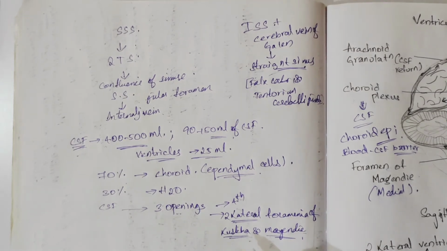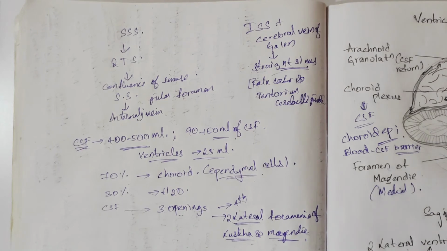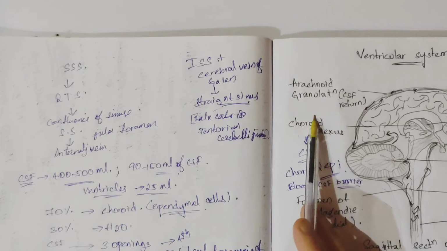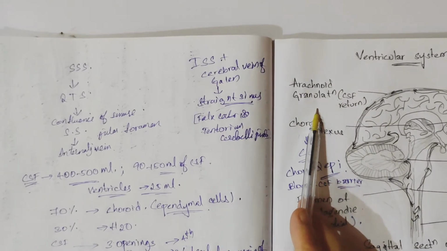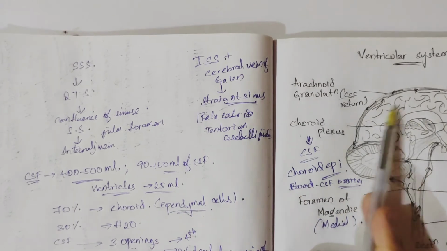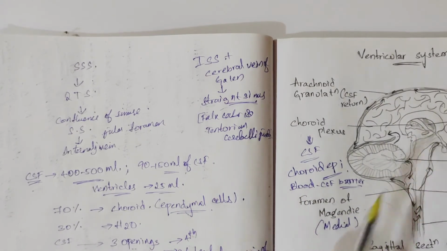The CSF returns completely into the venous system by the arachnoid granulations, as I told before, that also into the superior sagittal sinuses, the dural venous sinuses.